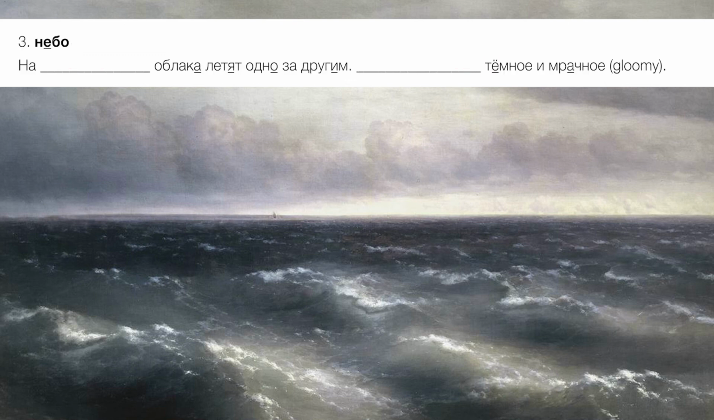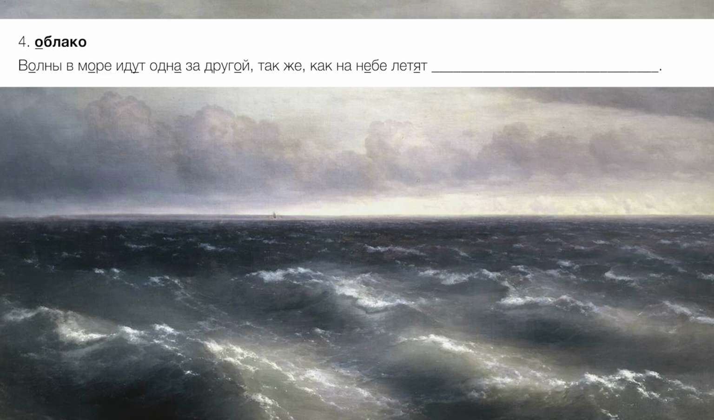3. Небо. In the sky, literally on the sky, clouds are flying past one after the other, right? This is a determinate motion verb, right? They're flying by, right? Not flying around. На небе облака летят одно за другим. Let's see, blank is dark and gloomy. Okay, sounds like we need a subject. Небо темное и мрачное.